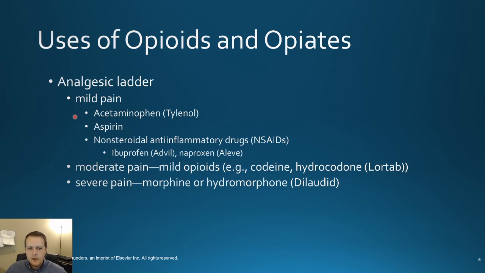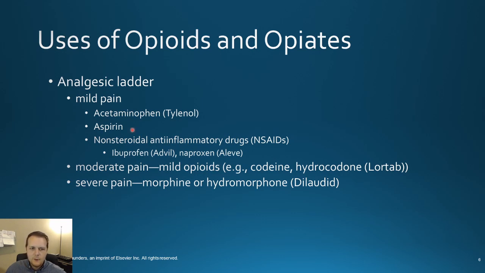Typically you're going to use pretty wimpy drugs, so to speak. Things like acetaminophen, which is Tylenol, things like aspirin, or the non-steroidal anti-inflammatory drugs, otherwise known as the NSAIDs. Most of you probably heard of NSAIDs before, things like ibuprofen and naproxen. These are going to provide the least amount of analgesia. However, they do provide some additional benefits.